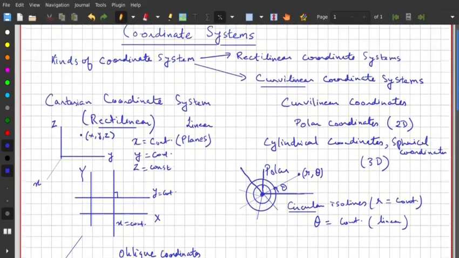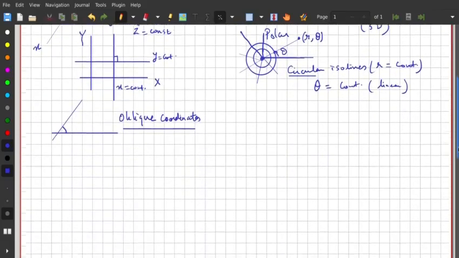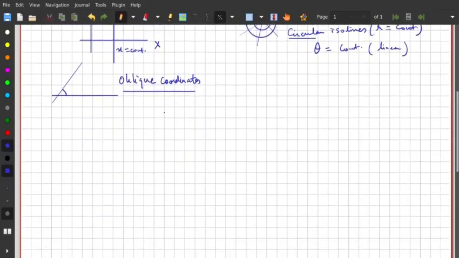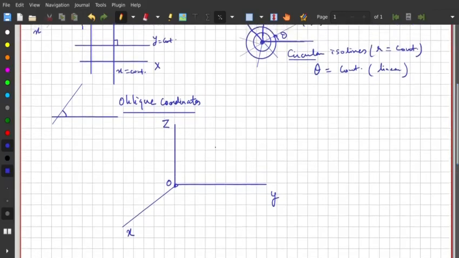Okay, so these are some of the basic examples of coordinate systems that we use in all of physics. Okay, so let's say we have Cartesian orthogonal coordinates. So this is the origin, we have the x-axis, y-axis, and the z-axis. And this is a Cartesian coordinate system, as you can see, because it's linear. It's a rectilinear coordinate system, and it's orthogonal because all these angles, as you can see, are 90 degrees.